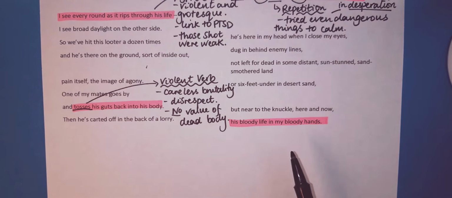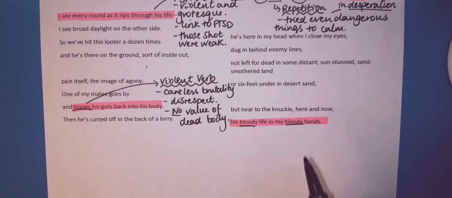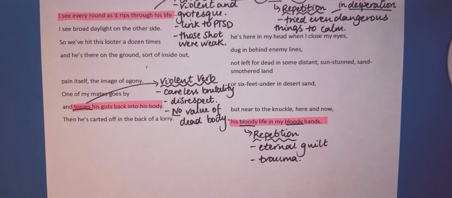And it's the very last line of the poem. It says, "His bloody life in my bloody hands." Now, there's repetition here of "bloody." And it's highlighting or emphasizing the eternal guilt and the trauma that this soldier will have for the rest of his life. And once again, it's linking back to that same point that Armitage wants to raise of how little the army do to help and support those who have PTSD, who have been through such traumatic events, and it's impacted their life so much.